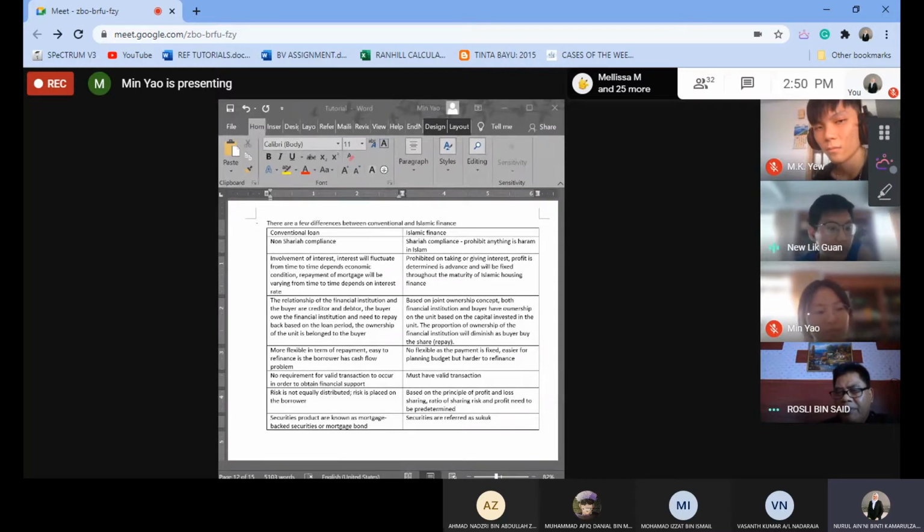The amortization amount. But both are the same, right? Yeah. Hold on. My question is, what's the difference between the fixed payment under conventional and the fixed payment under Islamic?